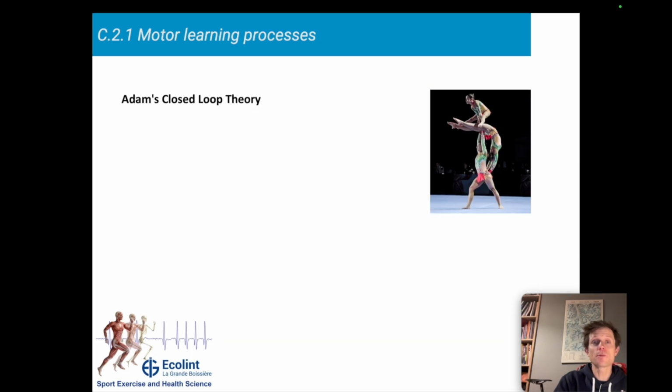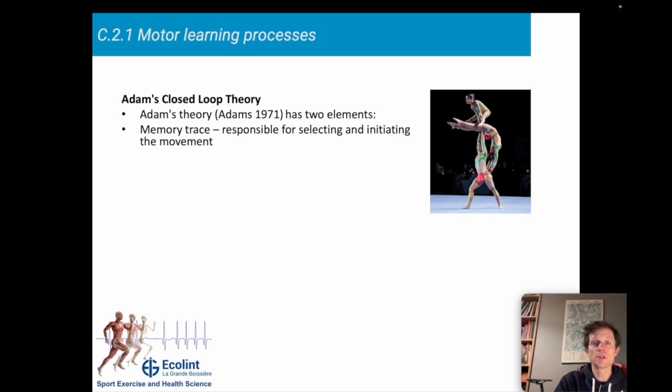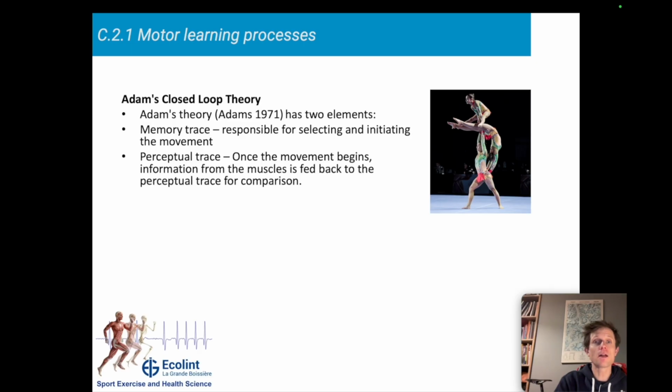Adams's closed-loop theory, proposed in 1971, went a little bit further than this and suggested two elements: a memory trace, which is responsible for selecting and initiating the movement itself, and then a perceptual trace, which, once the movement begins, the information from the muscles gets fed back into a feedback loop, which allows the perceptual trace to be used as a comparison point against the current performance. The key theory here is that the role of feedback is important in not only initiating the movement but also controlling the movement throughout its execution.